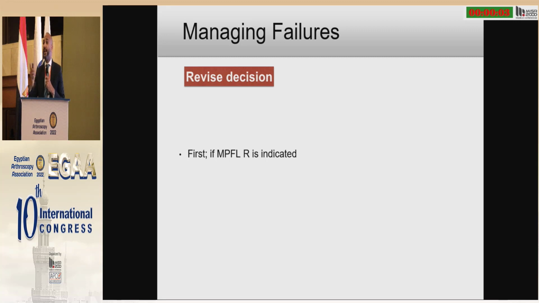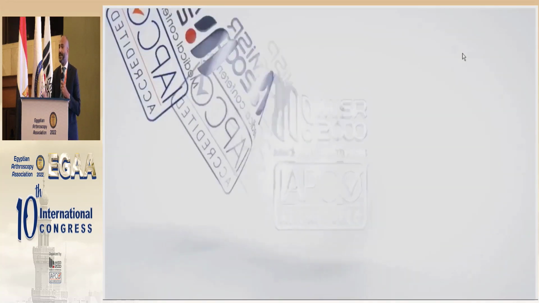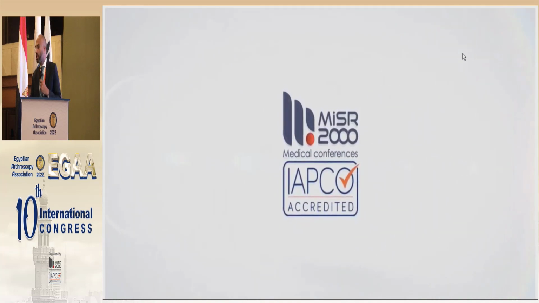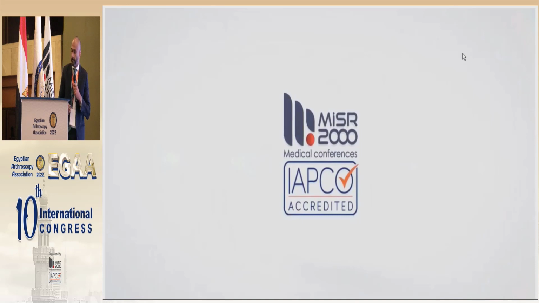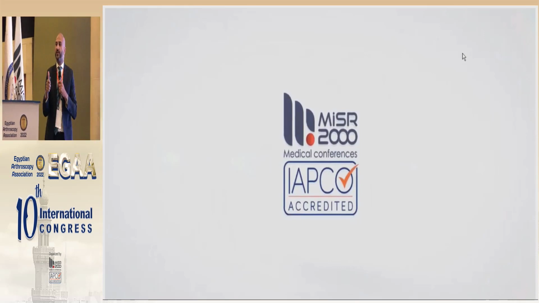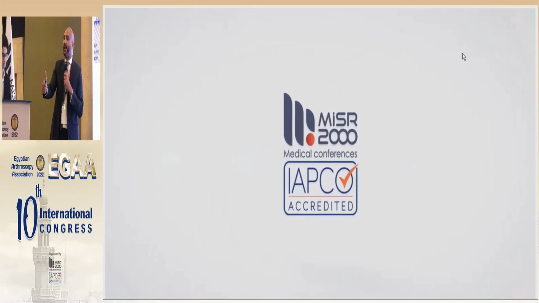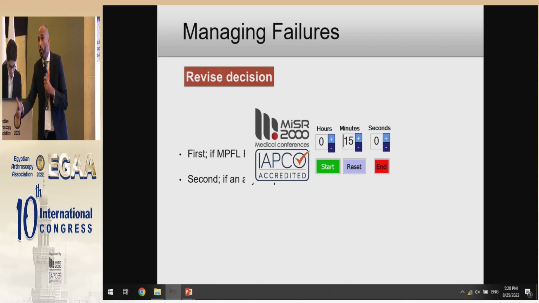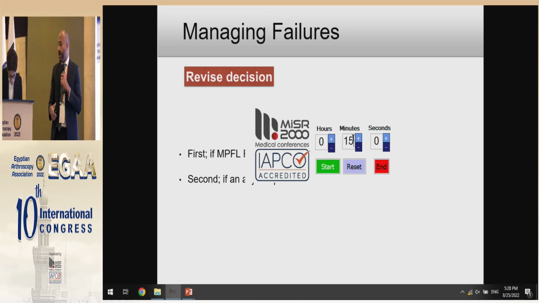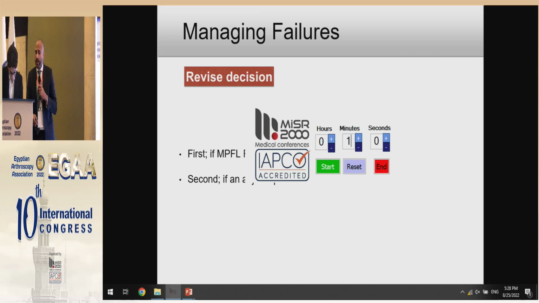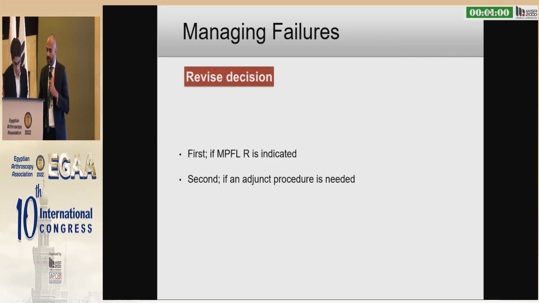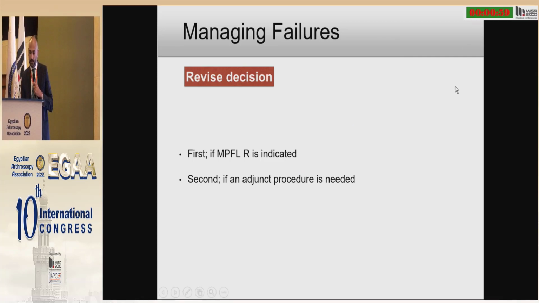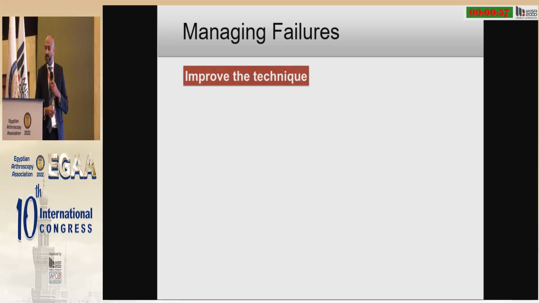Revise the decision. First, if MPFL was indicated in the first place, and if it is indicated, if it needed an adjunct procedure to accompany it. So you have to revise the first decision, whether it was indicated solely or it needed an adjunct surgery. And thirdly, never do an unneeded surgery.